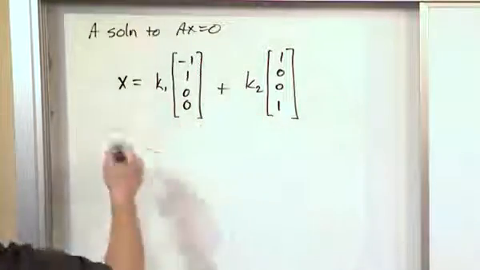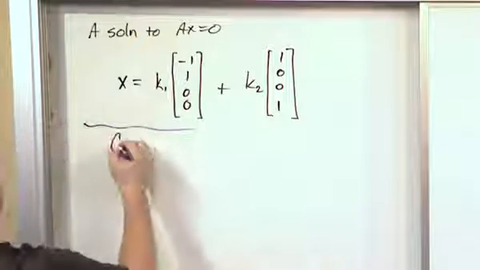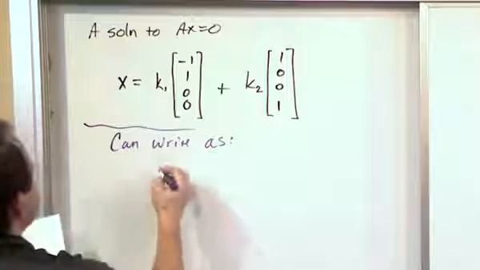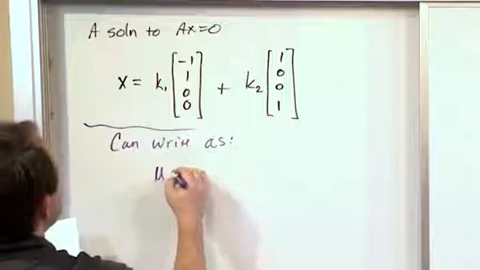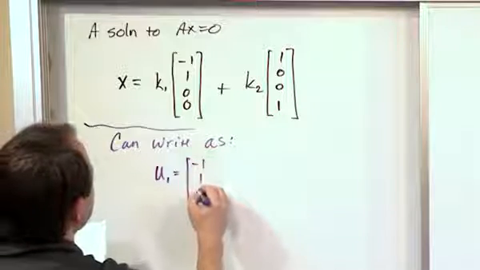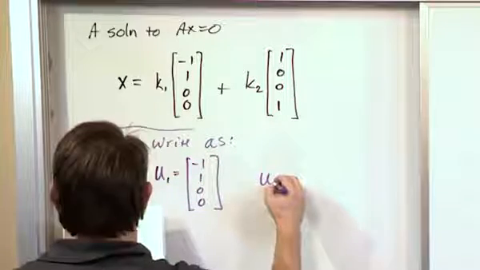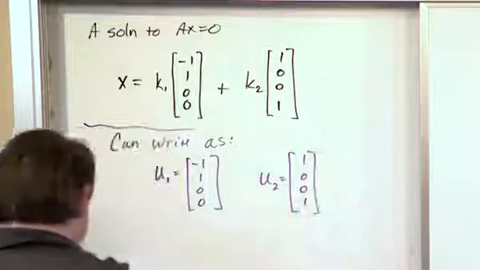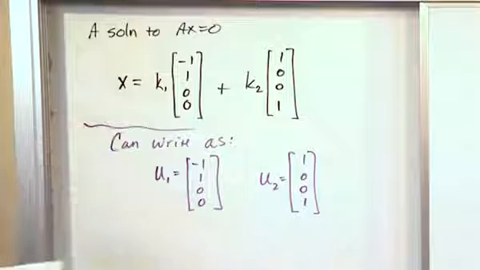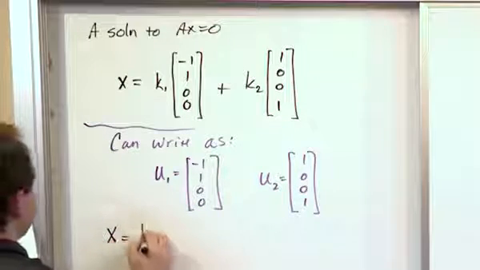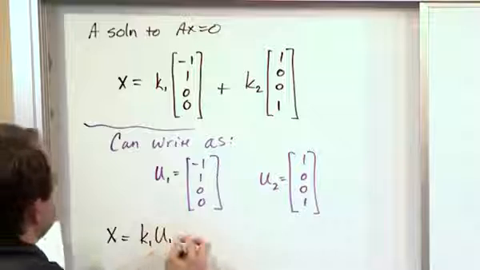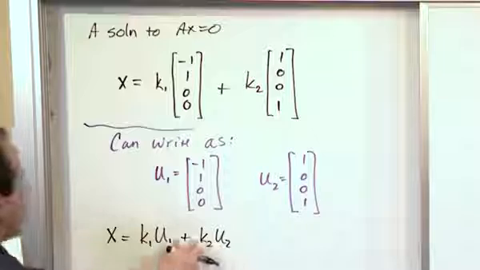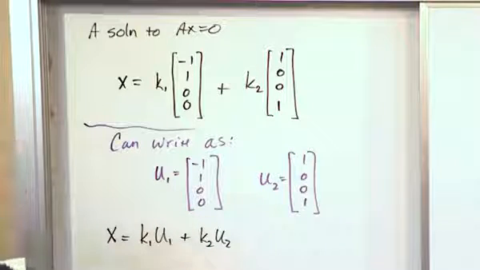This is what we studied before. Now we're moving into new material. We can write this as the following. It's not really too different, but we can set u1 equal to (-1, 1, 0, 0), and then call something u2, (1, 0, 0, 1). When we write it like that, the solution to the system is x equals k1 times u1, which is a vector, plus k2 times u2, which is also a vector. So the k's are the constants, and the u's are the vectors.